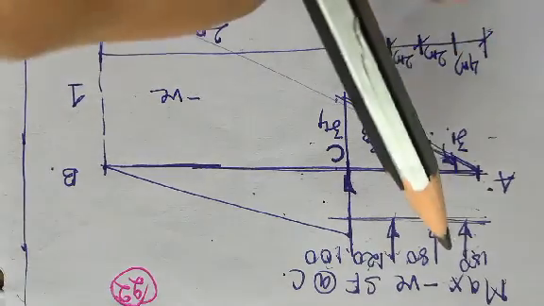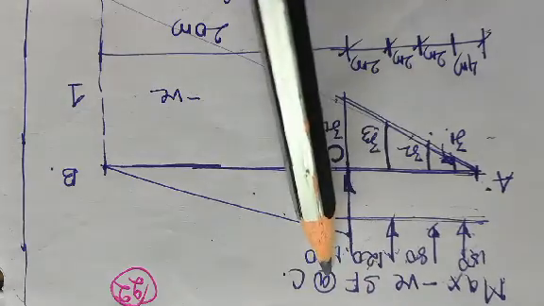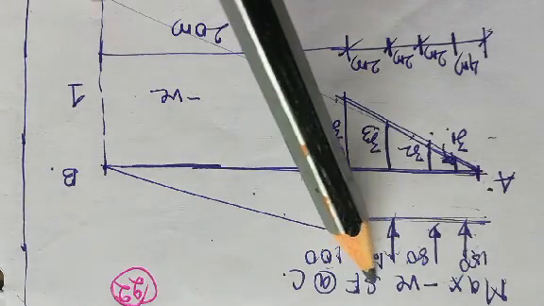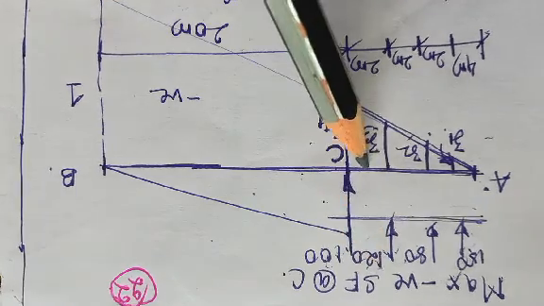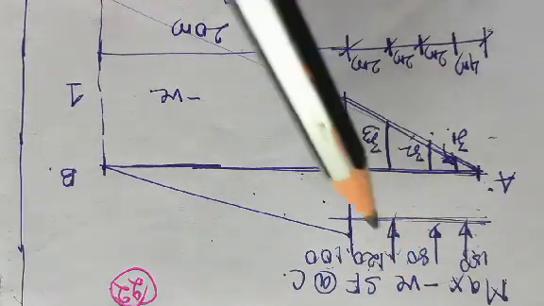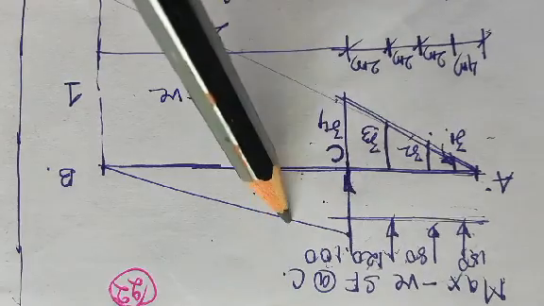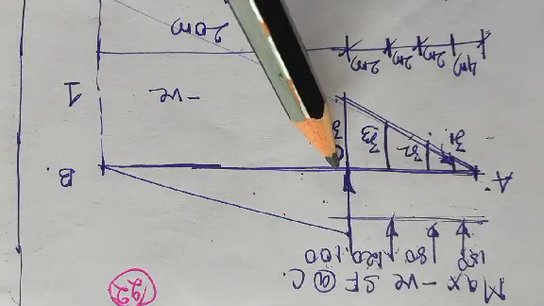Now next we have to calculate the maximum negative shear force at C. To get the maximum negative shear force at C, the head of the load should be at C. To get negative, the head should be at C. To get positive, the tail should be at C.